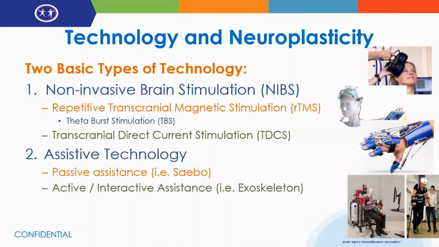Lower extremity exoskeletons, again, are newer. They're developing some robust evidence that this is an effective rehabilitation technique for individuals with spinal cord injury.